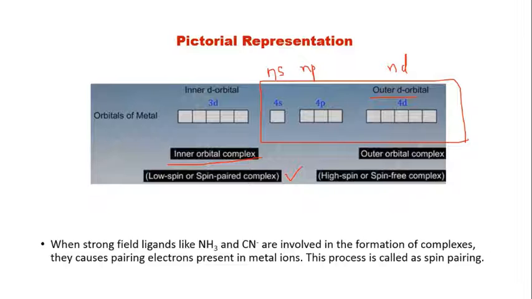Then when strong field ligands like ammonia and cyanide are involved in the formation of complexes, they cause pairing of electrons present in the metal ions. This process is known as spin pairing. Whenever there are strong field ligands, there is a possibility of spin pairing. So this is all about valence bond theory.